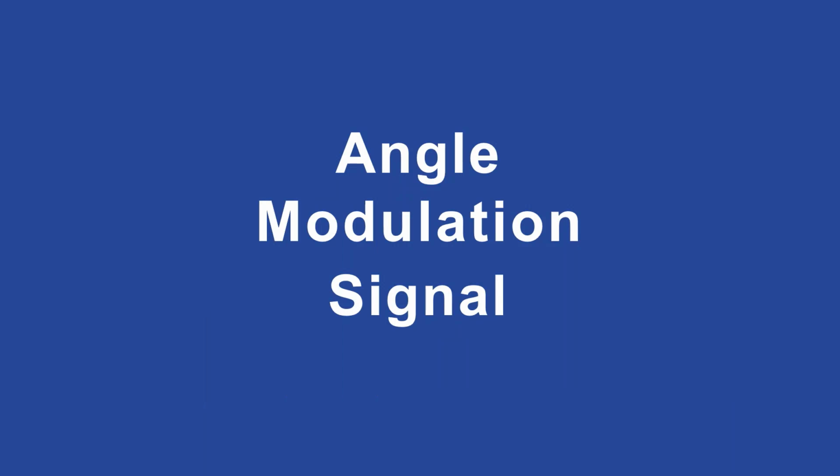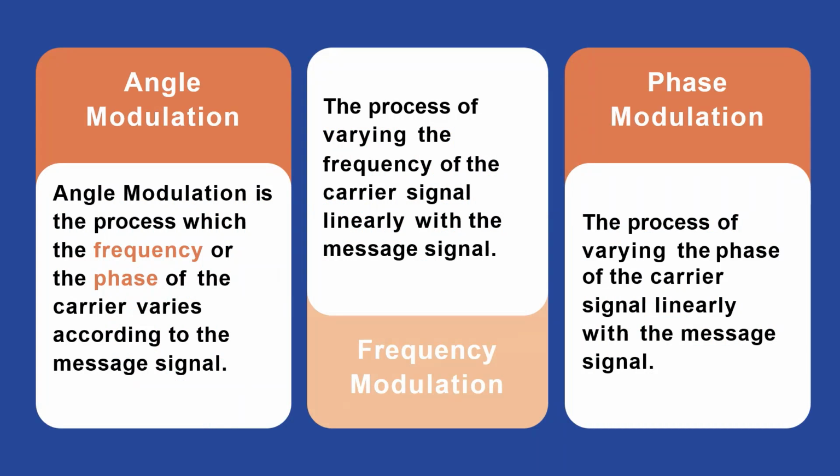Greetings everyone. After we studied amplitude modulation signals, now we proceed to the next topic, which is angle modulation signals. Angle modulation is the process in which the frequency or the phase of the carrier varies according to the message signal. Angle modulation is divided into two subtopics. The first one is frequency modulation and the second one is phase modulation.